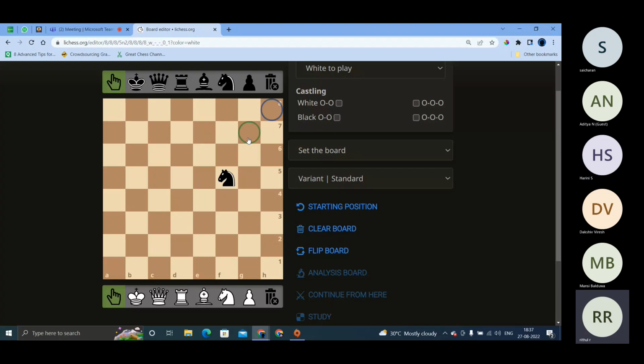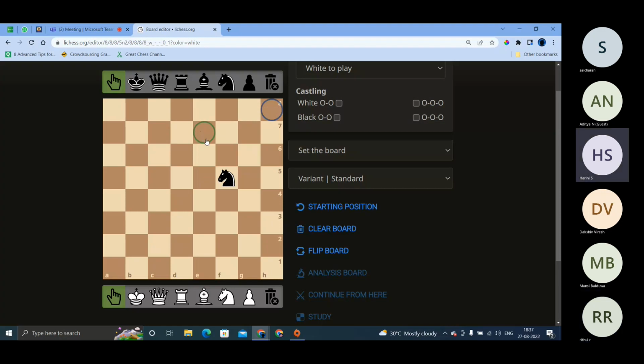Go to H7. From G7, how will you go to H7? This is not a rook, right? I don't know. Okay, this one was okay. We will take it as E7. So from here he can land on E7, and now you have to tell the first move, and second move the knight will be on H8.